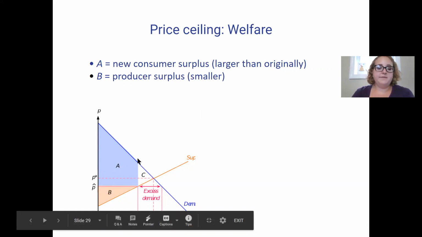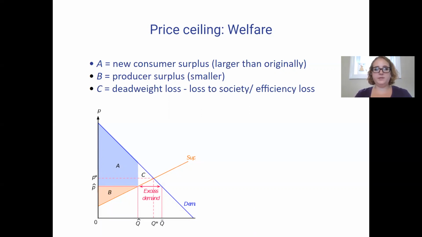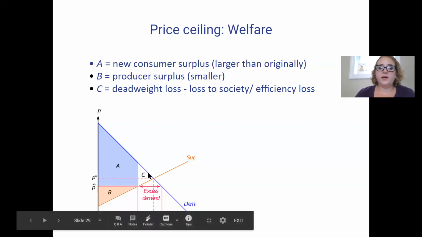But then we also have this white triangle. This triangle C is known as deadweight loss. And this is a loss of efficiency or just a loss of benefit to society because there is this price ceiling. So some of this is a little abstract and might be difficult to think about, but part of this triangle comes from the consumer surplus, like the old part, and some comes from the producers.